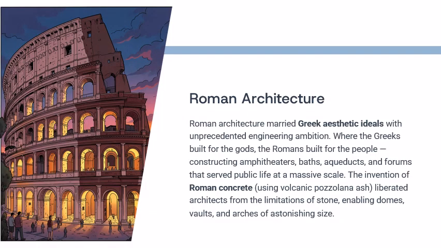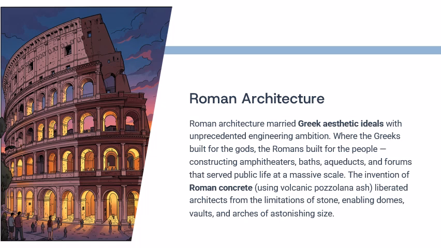Next is Roman architecture. First we showed the Egyptian architecture, second the Greek, and third the Roman architecture. The Roman architects married Greek aesthetic ideals with unprecedented engineering ambitions. Where the Greeks built for the gods, the Romans built for the people.